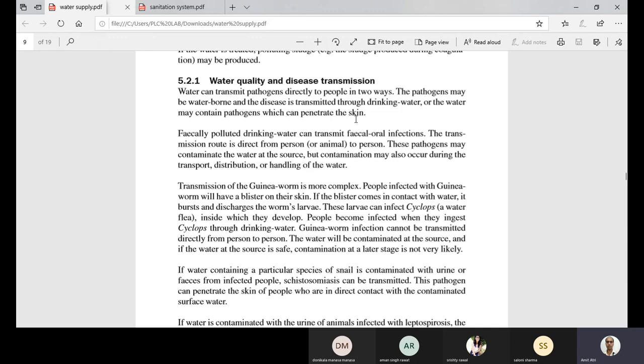Water can transmit pathogens directly into people. First of all, by drinking: if the water already contains pathogens and a person drinks it, that will cause an adverse effect on health. Another thing is that some types of pathogens can penetrate the skin. Usually this is a rare case, because very few organisms can penetrate the skin. Otherwise, mostly they enter through the mouth.